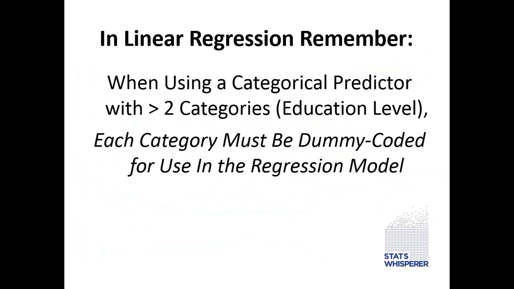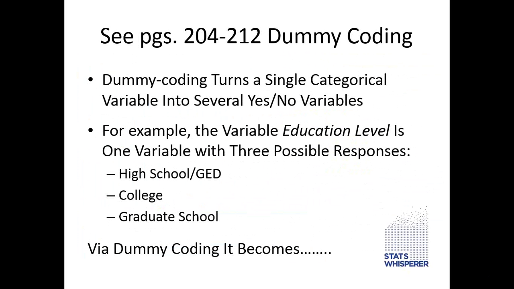And we're going to use education level to illustrate our point. So in our text, this is on page 204 to 212, it'll tell you how to dummy code the variables, but we won't go into the nuts and bolts of how to do it here. We'll just conceptually discuss it. Okay, so the dummy coding turns the single categorical variable with more than 2 categories into several yes-no variables. That's what dummy coding means.